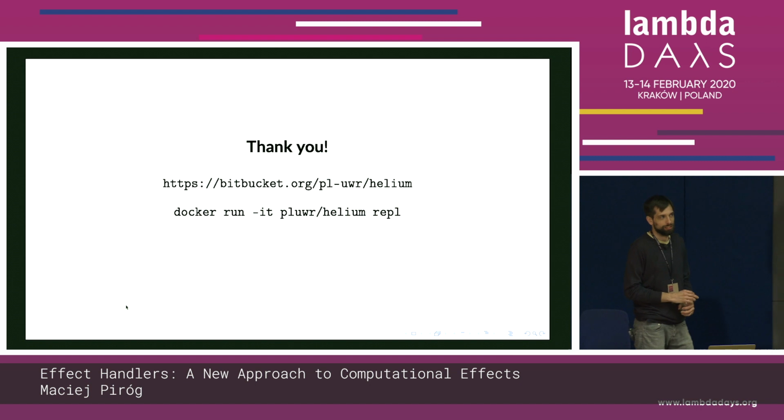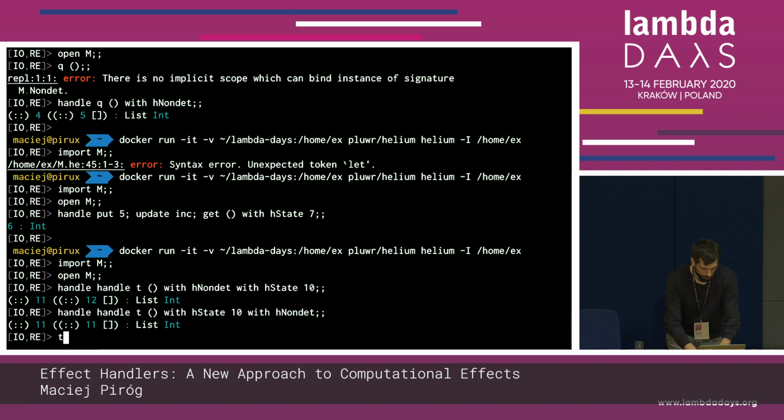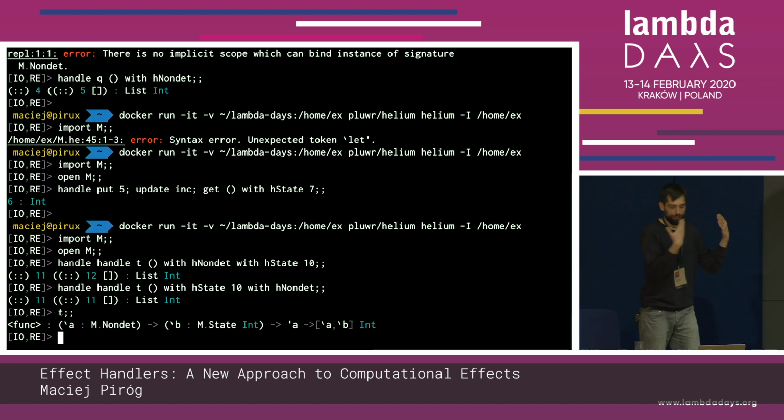What is the type signature of the t function? Well, the function t is this. It says I have an instance of nondeterminism, I have an instance of state, I get some a, and then I produce int. And the effect here is AB, where A is an instance of nondeterminism and B is an instance of state.